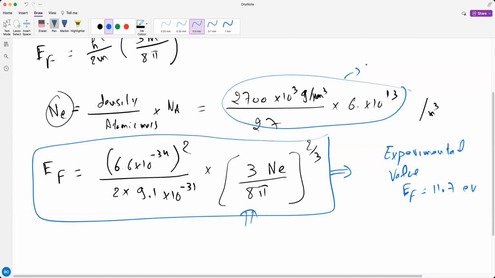So this will give you 6.02 times 10 to the power of 28 per cubic meter. So the reason I'm asking you to calculate this is because this is very important. It's a very easy calculation, but if you don't know how to do it in the calculator in a smart way, sometimes you will get 0 in your calculator.